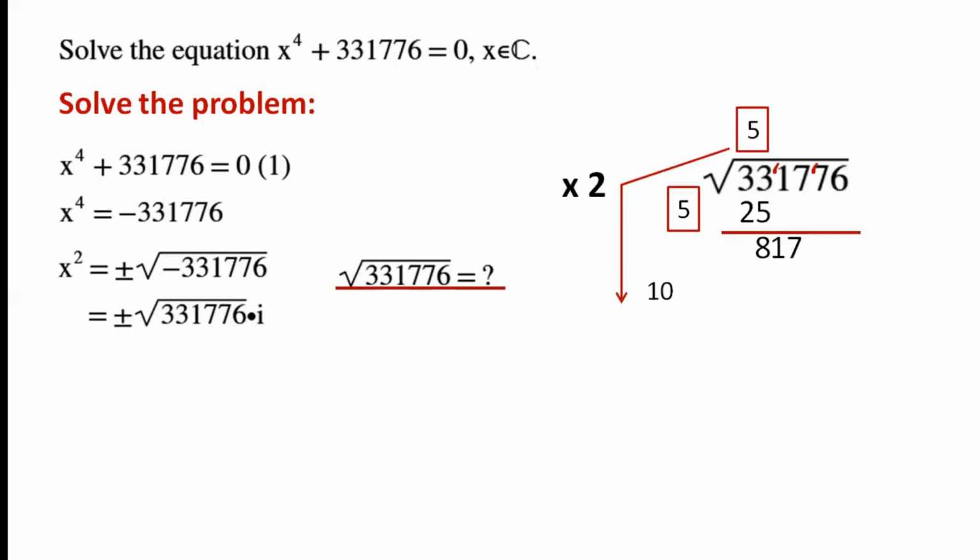Next, we multiply the quotient by 2. That is 5 times 2, which is 10. Now, we find the next digit of the quotient such that the divisor times this digit is less than or equal to this number. We find that in this case, this digit is 7. So we write 7 here and 7 here.